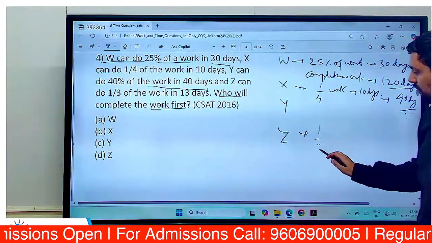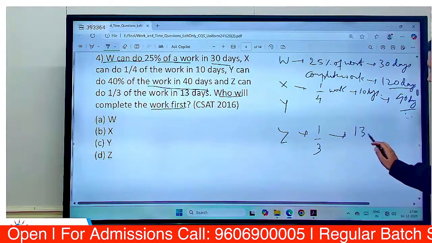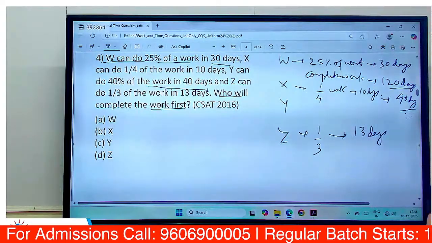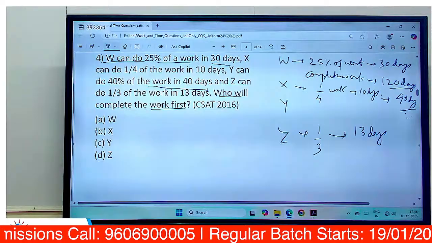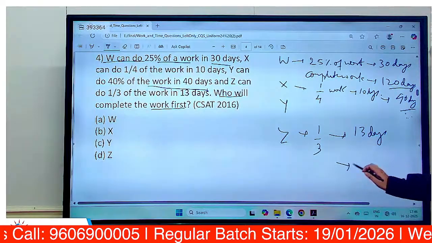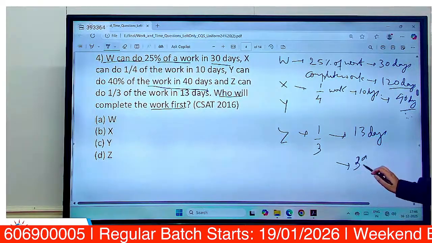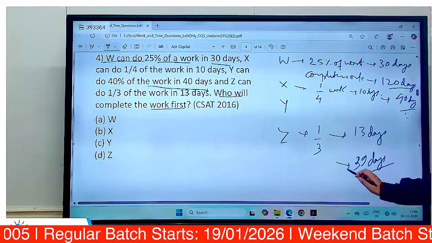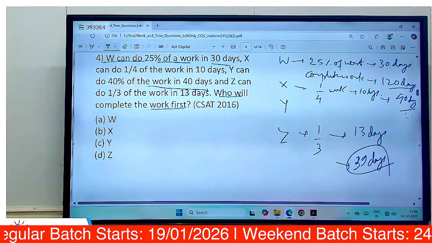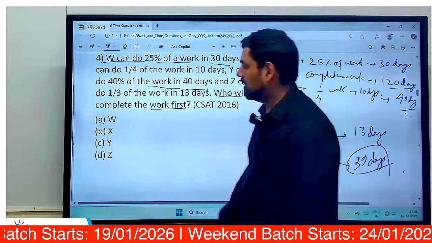Z is doing 1/3 work in 13 days. Complete work he'll do in what? 39 days. So complete work he will do in 39 days. Which is taking the least time? Z is taking the least time. So the answer becomes Z.